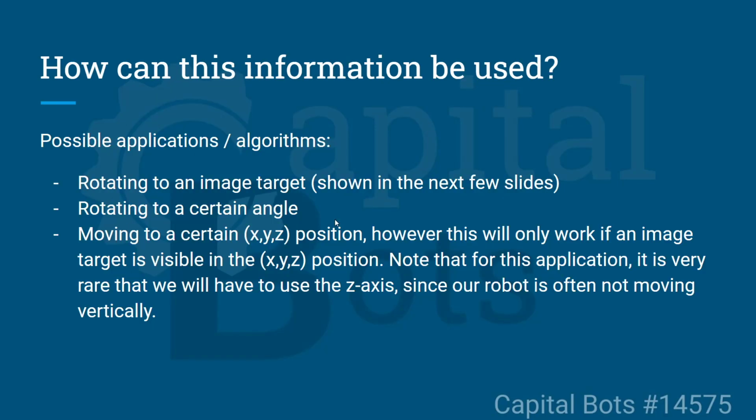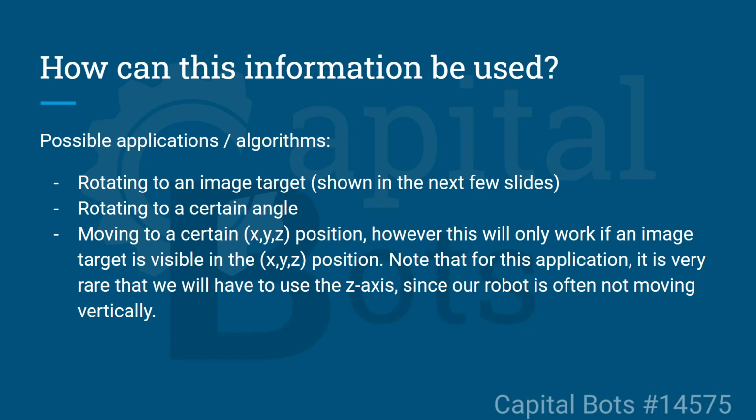So, what are some potential applications of Vuforia? One potential one is rotating to an image target that you're detecting with your camera. Another would be rotating to a certain angle, since Vuforia is giving us our heading, so we can keep on rotating till we reach a certain heading, and that would be rotating to an angle.